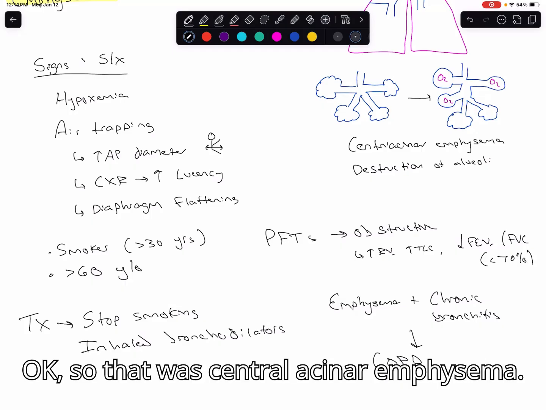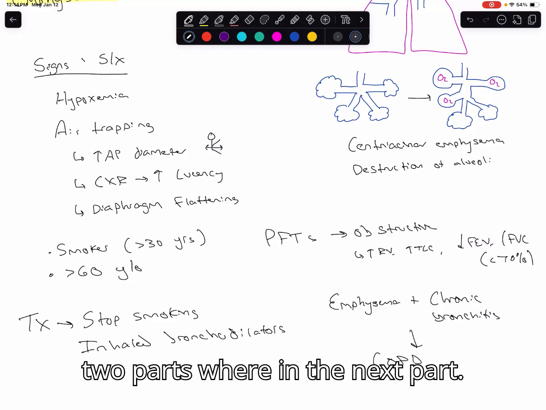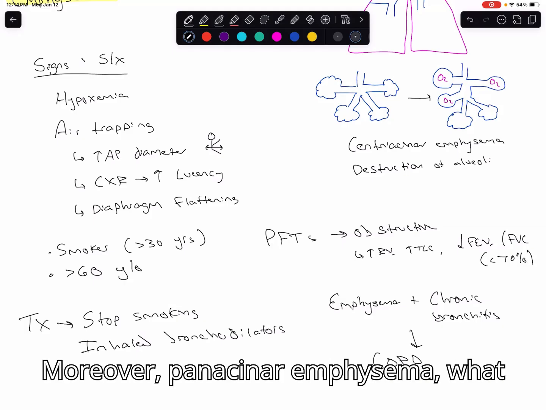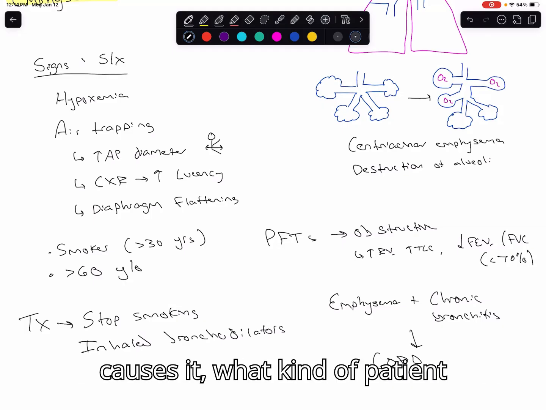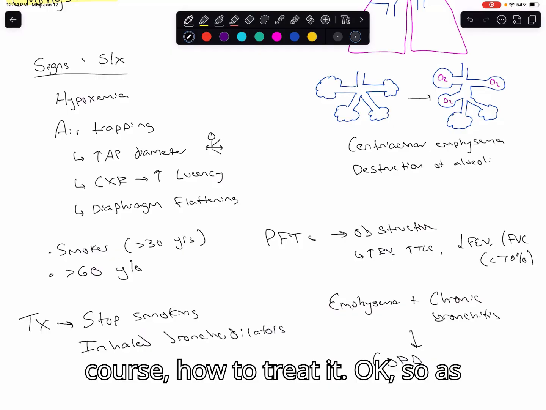Okay? So that was centroacinar emphysema. Remember, this is part 1 of 2 parts, where in the next part we'll cover pan-acinar emphysema, what causes it, what kind of patient population to look for, and then of course, how to treat it.